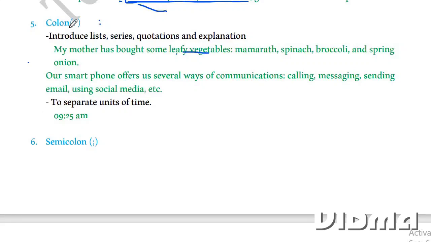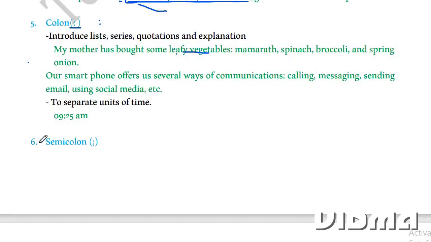Next, we use colon to separate units of time. Example, 9:25 a.m. So we have used colon to separate units of time. Those are 09 hours and 25 minutes. So 9 hours 25 minutes, 9:25 a.m.